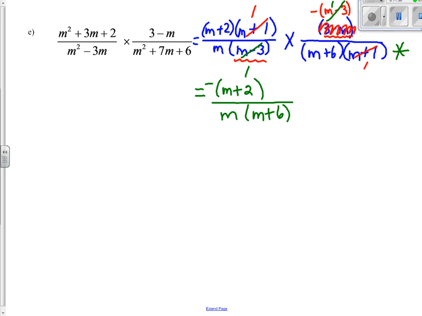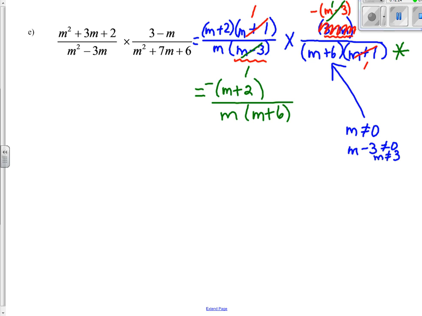It's wonderful. Remember, I have to go to the blue part again and check for restrictions because we've crossed some things off and we need to consider those as well, but they can never be 0. So I have 4 things that I see up here that could cause me problems. From my first denominator, m cannot be 0. m minus 3 cannot be 0. So m cannot be 3.